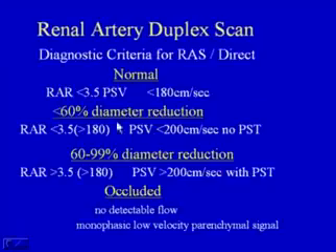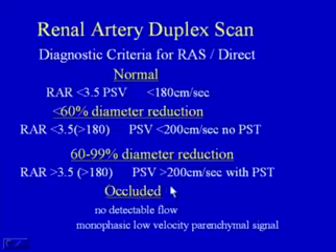Now the diagnostic criteria: a renal aortic ratio of less than 3.5 is considered normal. The associated absolute peak systolic velocity, a PSV of less than 180, is considered normal. A diameter reduction of less than 60% is consistent with an RAR of less than 3.5. However, the absolute PSV is 180 to 200. The key thing to note is that you will find no poststenotic turbulence in patients that have a less than 60% stenosis. A 60 to 99% diameter reduction is consistent with an RAR of greater than 3.5, a PSV of greater than 180, and the presence of poststenotic turbulence.